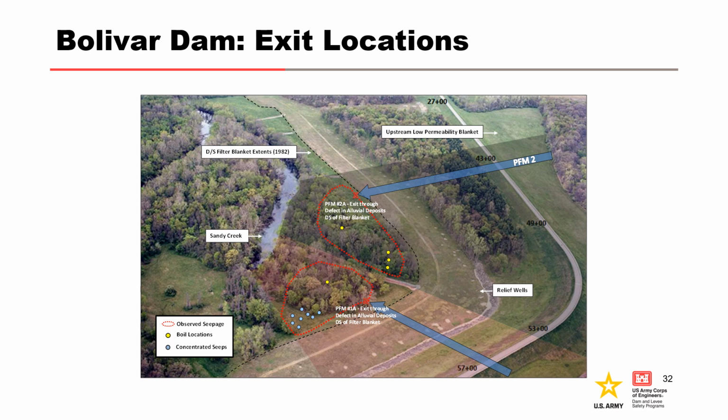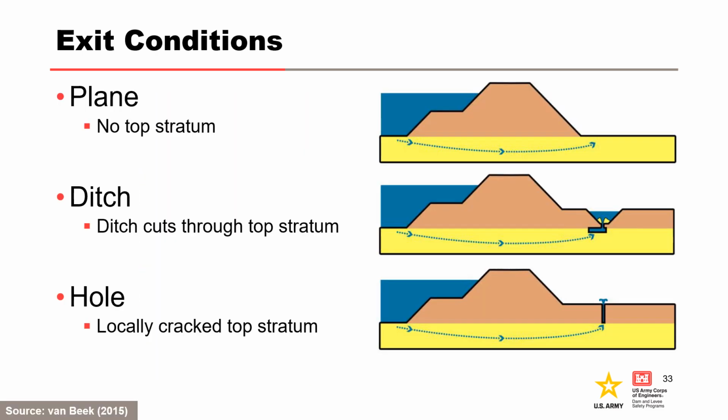In this example from Bolivar Dam, potential exits through defects in the alluvium downstream of a filter blanket were reviewed. For the same exit location, two different seepage paths were evaluated because of the dam alignment. Node 2 of the typical event tree assesses the likelihood that an unfiltered exit exists. Three types of exit conditions are shown on this slide.